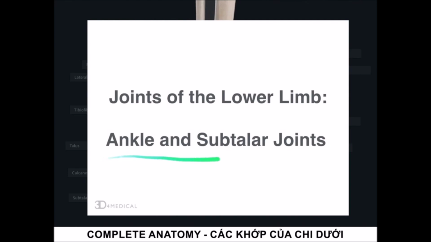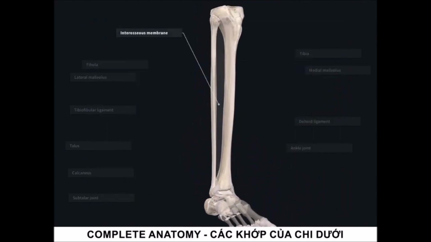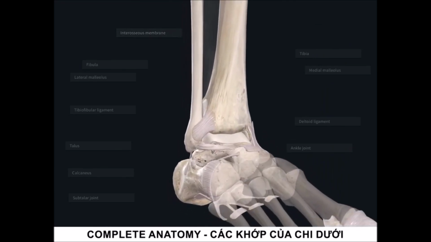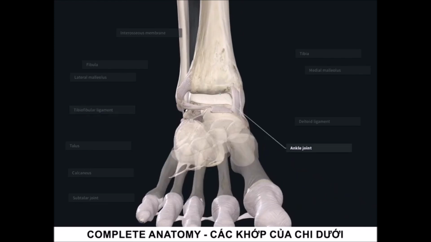Now, we'll be talking about the ankle and subtalar joints. The tibia and fibula are held together at their shafts by the interosseous membrane, but the two bones are mostly connected here at what's called the tibiofibular joint. This is a syndesmosis, or a plane type of synovial joint, held together by the tibiofibular ligament. Very little movement takes place here.